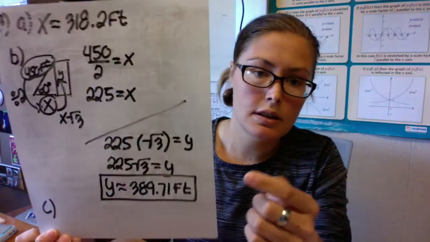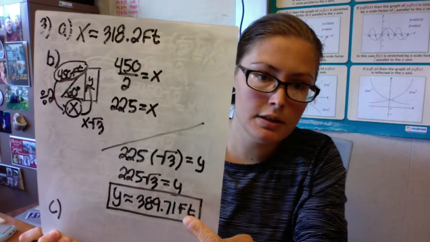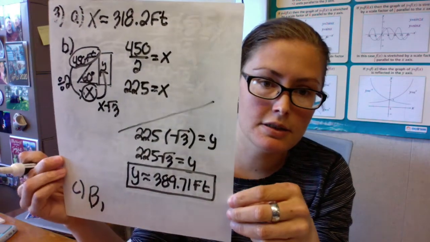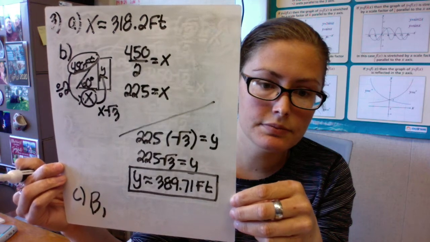Okay, part C says which building is taller, A or B? So B. And by how much? So we're just going to subtract the 2 lengths. And we get approximately 71.51 feet.